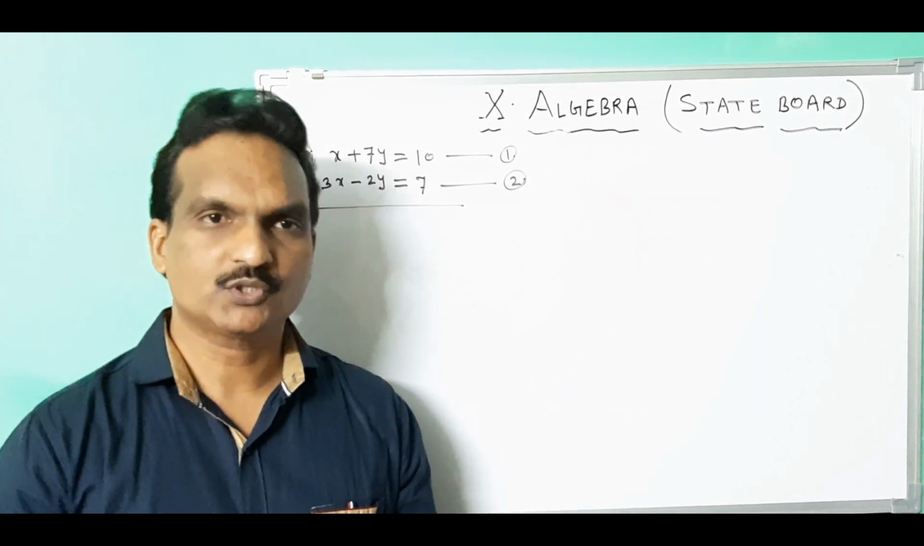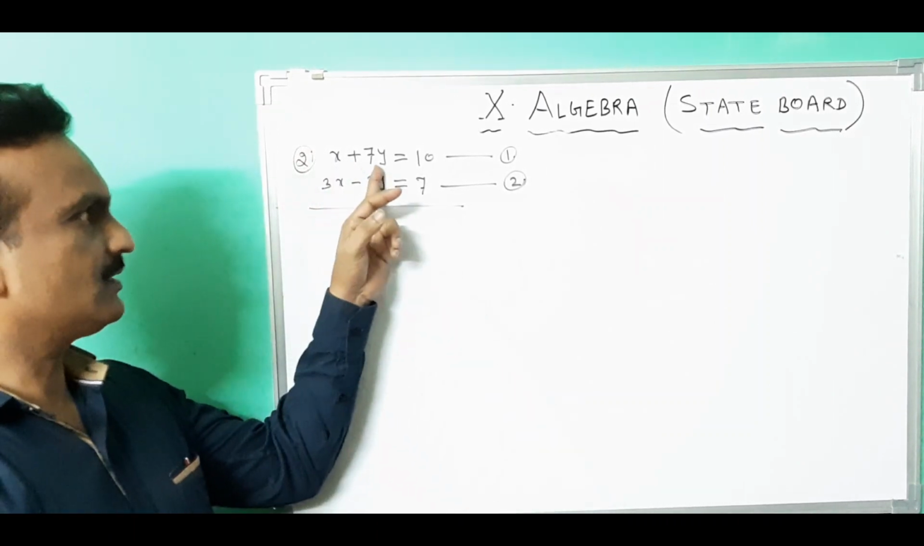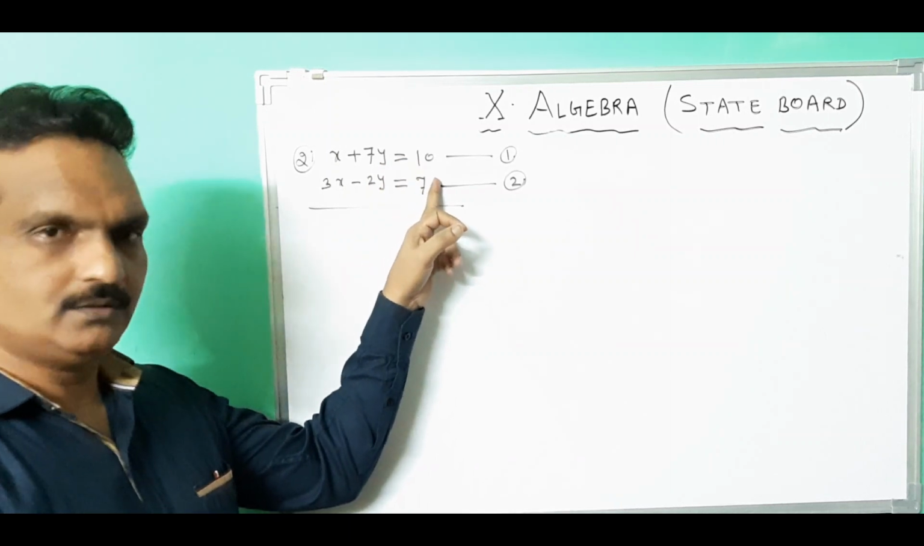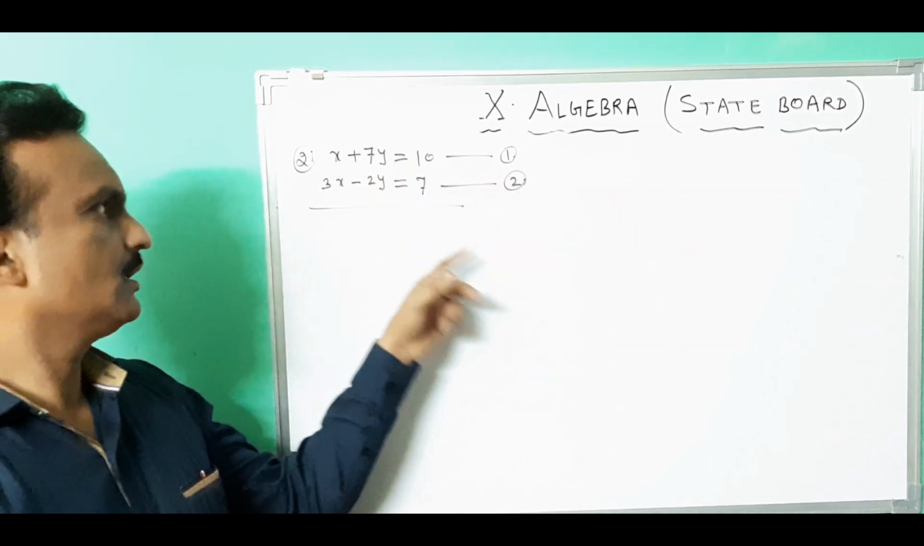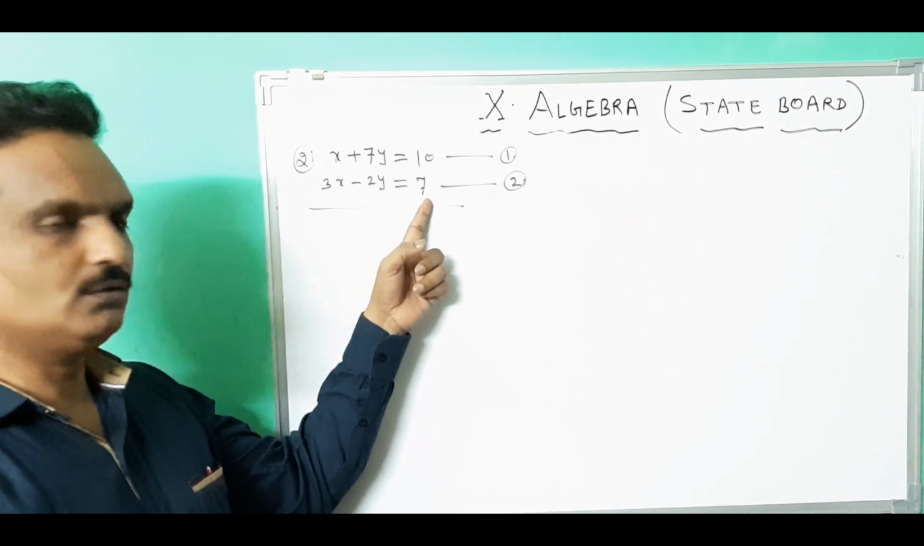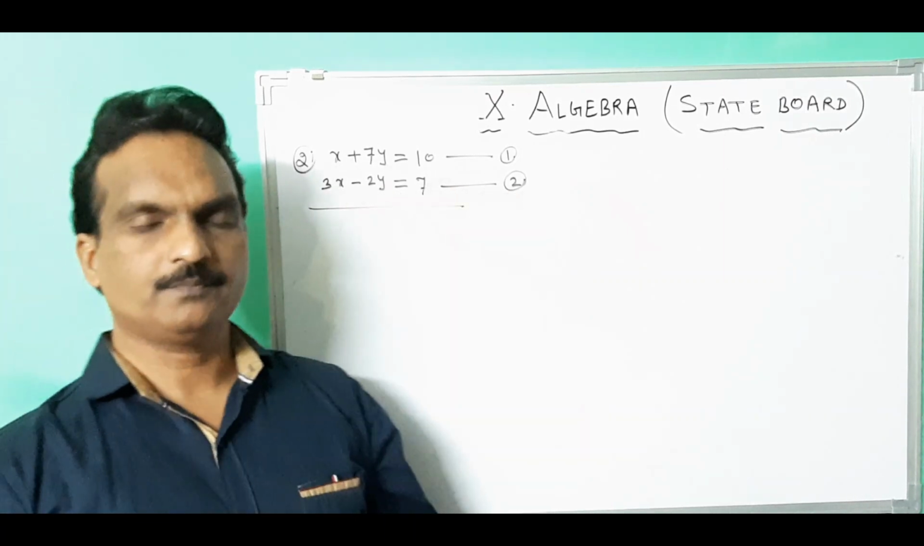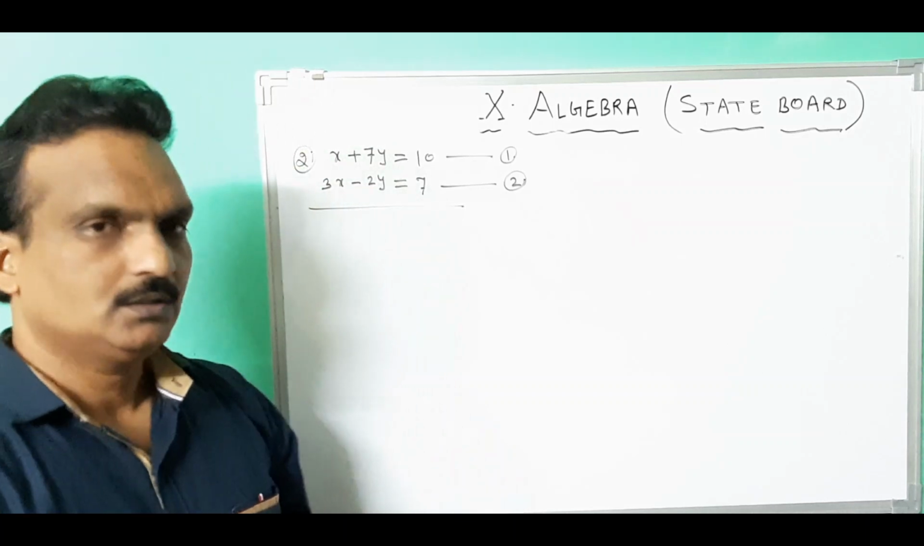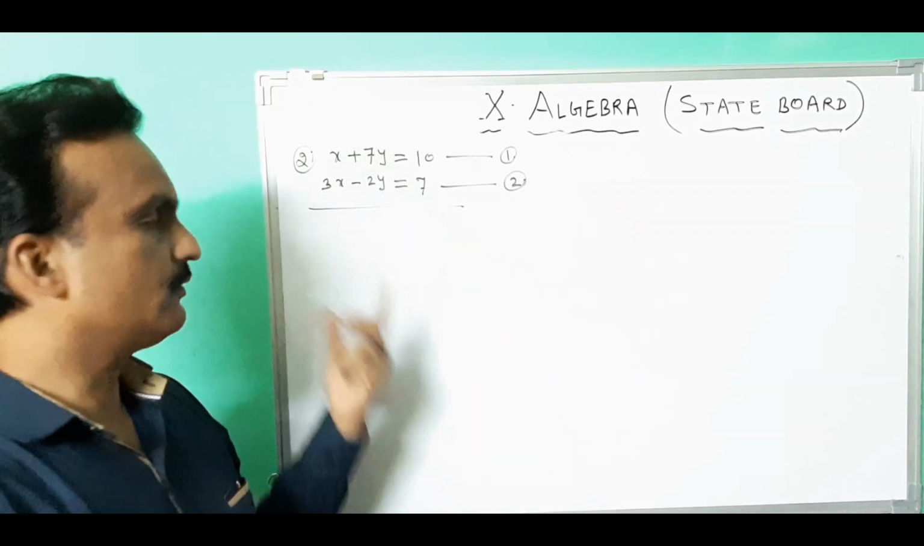So, here is the second question. x plus 7y is equal to 10. This is the first equation. And another one is 3x minus 2y is equal to 7. Okay. So, we have to solve these equations.